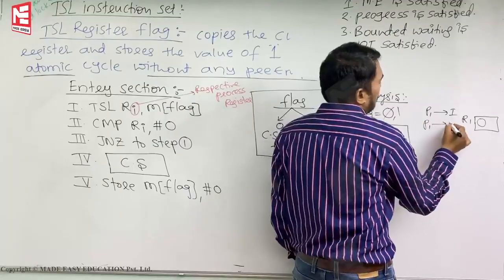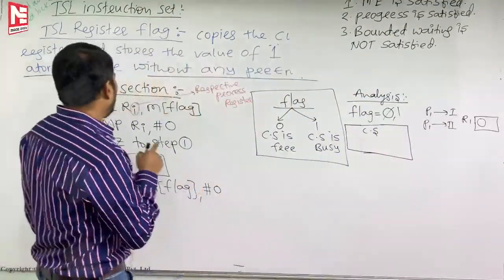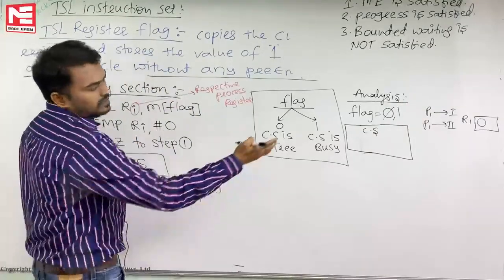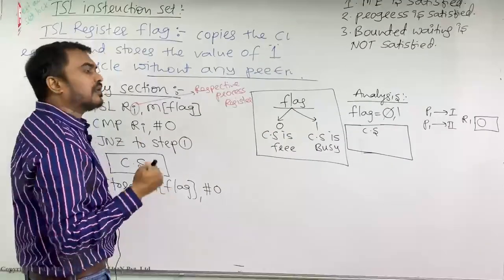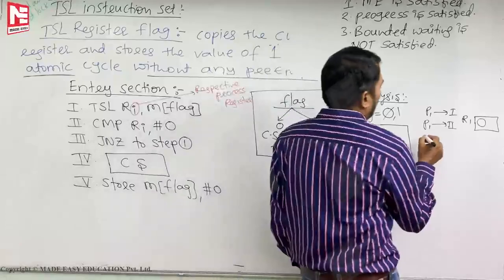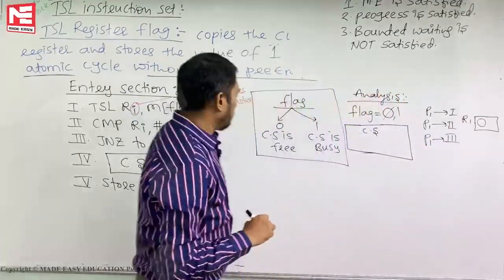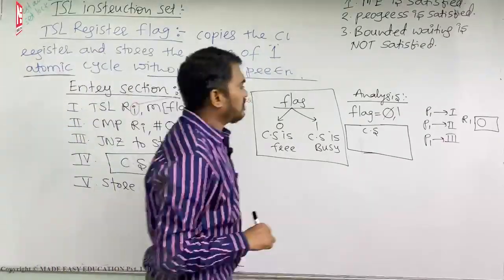Now P1 executes the second instruction. What is the second instruction? Compare the register value with 0. When you compare the register value, is it 0 or non-zero? It is 0, no problem. Now P1 executes the third instruction. What does the third instruction say? Jump if it is non-zero to step 1. Tell me, will it jump here? No, it will not jump.